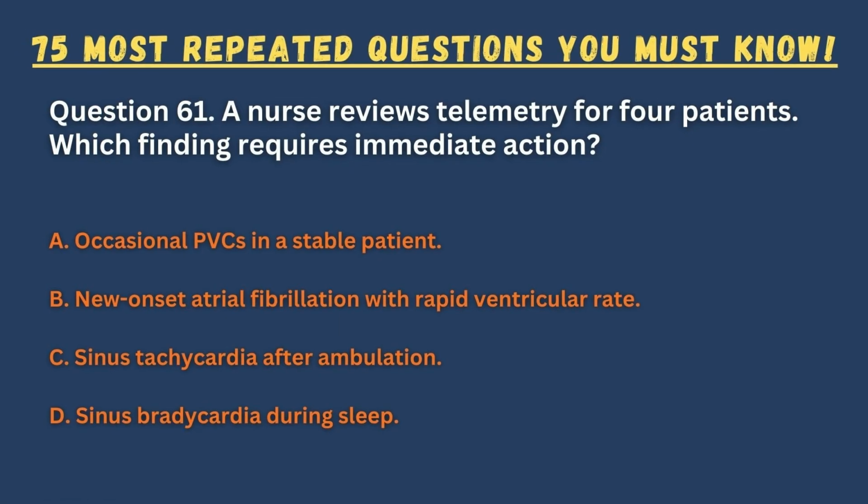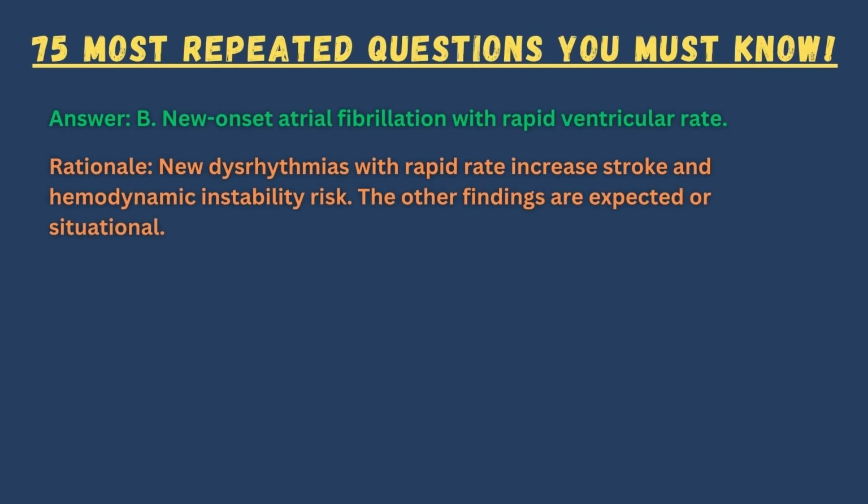Question 61. A nurse reviews telemetry for 4 patients. Which finding requires immediate action? A. Occasional PVCs in a stable patient. B. New onset atrial fibrillation with rapid ventricular rate. C. Sinus tachycardia after ambulation. D. Sinus bradycardia during sleep. Answer. B. New onset atrial fibrillation with rapid ventricular rate. Rationale. New dysrhythmias with rapid rate increase stroke and hemodynamic instability risk. The other findings are expected or situational.